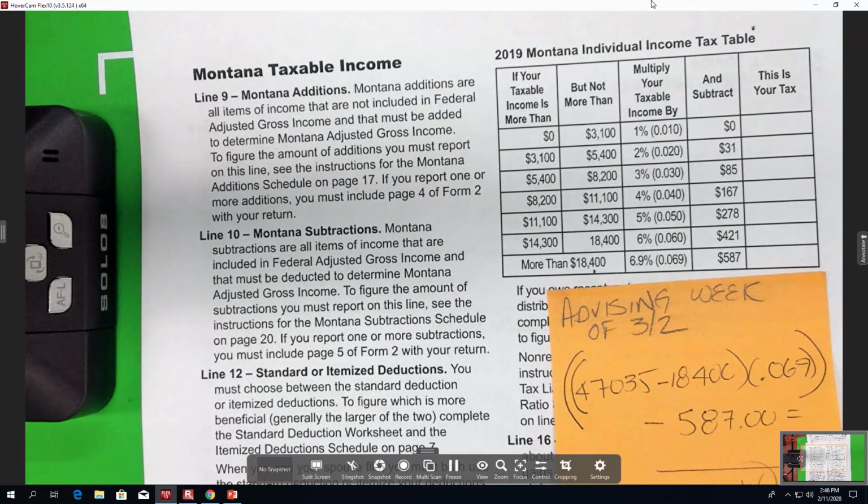I've got her getting a nice refund. What did you get? What do you have her getting back? I got 932. We have to calculate how much her tax was.